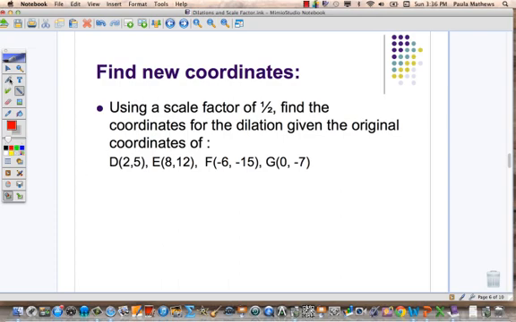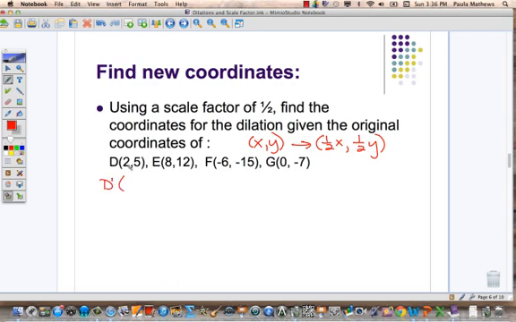So now notice I have not given you a coordinate plane. We're not going to be graphing. Here we're just going to find out what those new coordinates would be. And so I'm being told I'm using a scale factor of 1/2. So again, if I use my algebraic notation, that means every XY pair must go to 1/2 of X and 1/2 of Y.